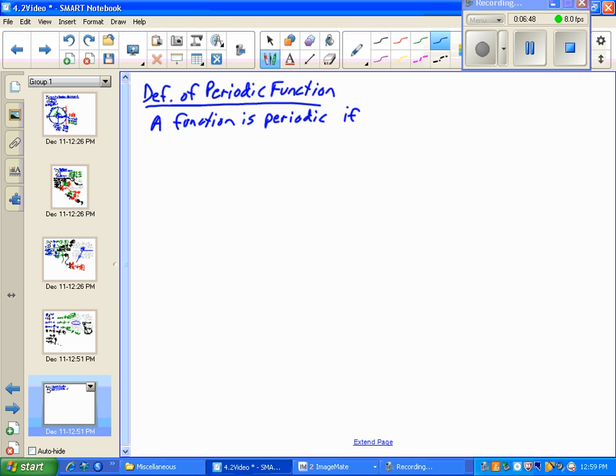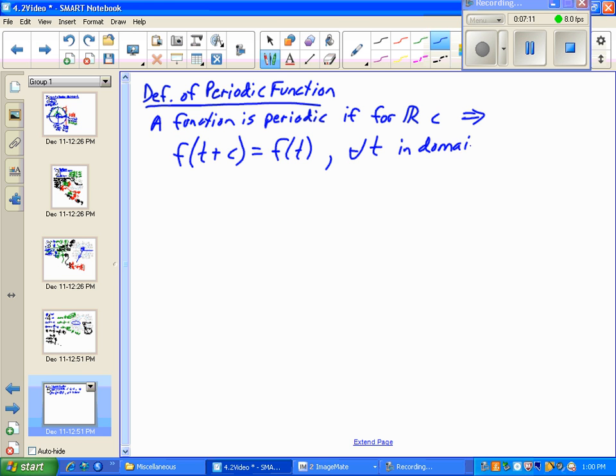If you have a real number c, then this is true: f of t plus that c amount is the same as f of t, and that's for all t in the domain of f, the original domain of f. And now, c has to be the least number for which it is periodic. So the least number for which it's periodic.